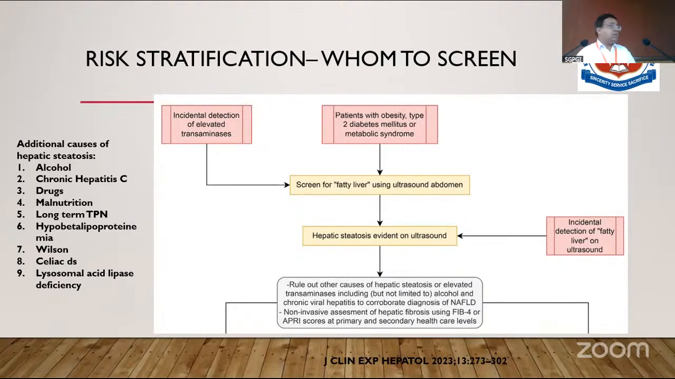So how do we approach a patient with MASLD? If a patient has incidental detection of elevated transaminases, that means SGOT, SGPT or ALT, AST is high, or the patient has obesity, type 2 diabetes mellitus, or other factors of metabolic syndrome, then screen for fatty liver disease using ultrasound abdomen.